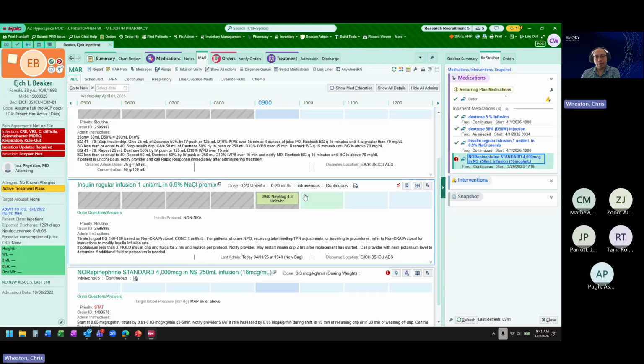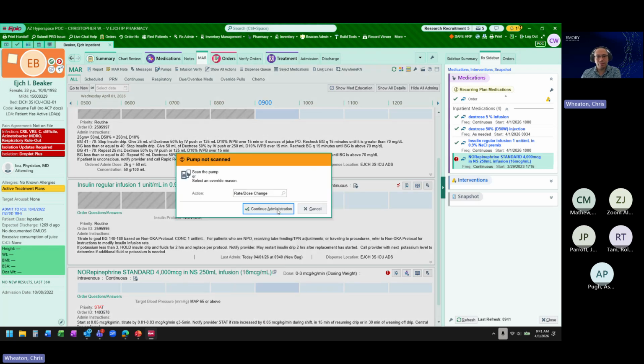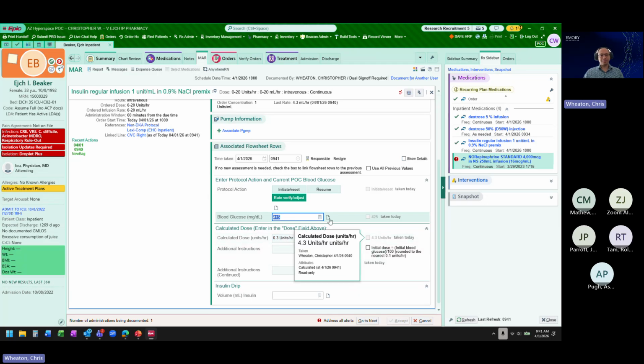Since we're in a test environment, I'm not going to wait the full time to then check the next glucose level, but I will continue to administer it. So here we're going to do the rate dose change. We're going to do the rate verify adjust action in this scenario. And then depending on what value we put in, we will see the different calculations. So if the blood glucose level increased, it will increase it by 3 units per hour. If it's a slight decrease, it increases it a little bit less.